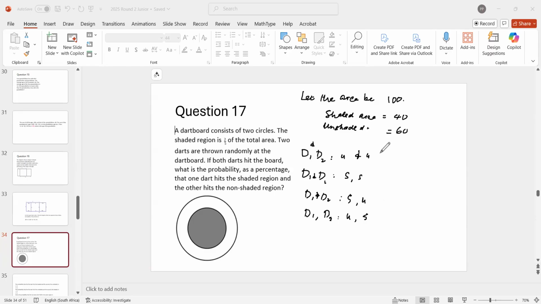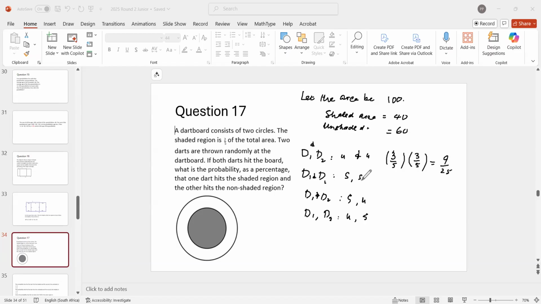All right. So for the first one to land in the unshaded, that is 3/5, 60 over 100. Really didn't need to put these numbers. It'll be 3/5. So 3/5 of the time, it hits the unshaded region. And for the second dot to also go into the unshaded region, it will have to be 3/5 times 3/5. It's 3/5 of 3/5, right? So that is 9 over 25.